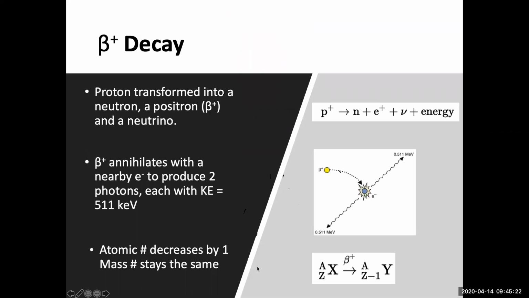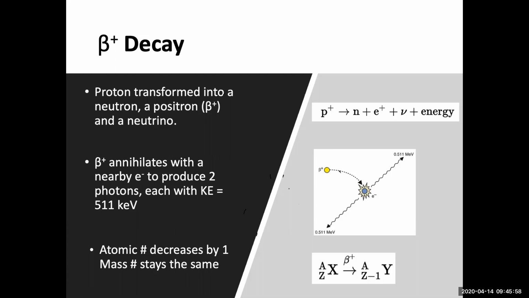The other kind of beta decay is positron decay, or beta plus decay. The proton is transformed into a neutron here, whereas in beta minus a neutron is converted to a proton. Here it's the opposite. A proton is transformed into a neutron, meaning the number of protons decreases by 1 and A is still the same. A positron and a neutrino are emitted.